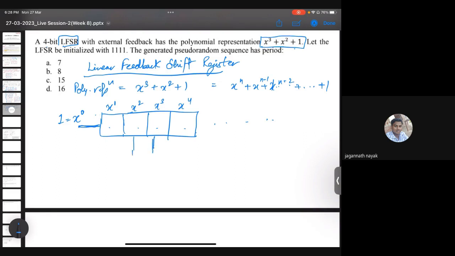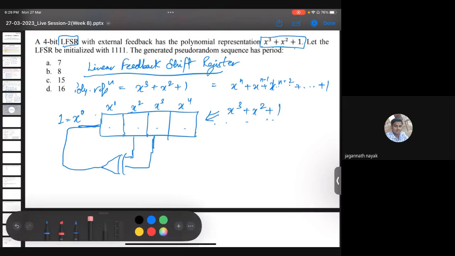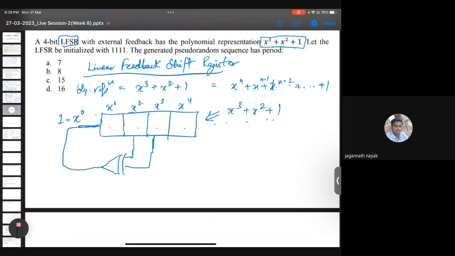So if I try to XOR them and just connect this, what it is doing now is the x cube and x square terms are getting XORed and the last term, which is 1, is getting added. So it is nothing but x cube plus x square plus 1. So this is the representation of the following polynomial which is given in the question.